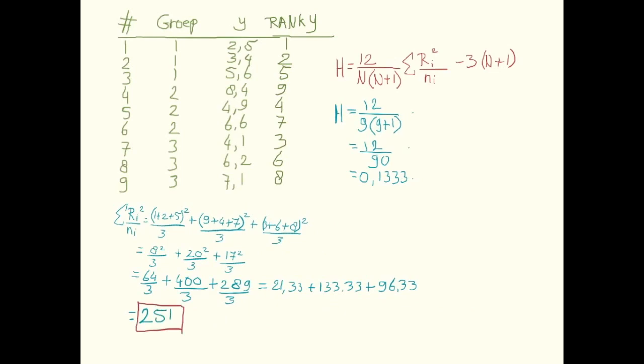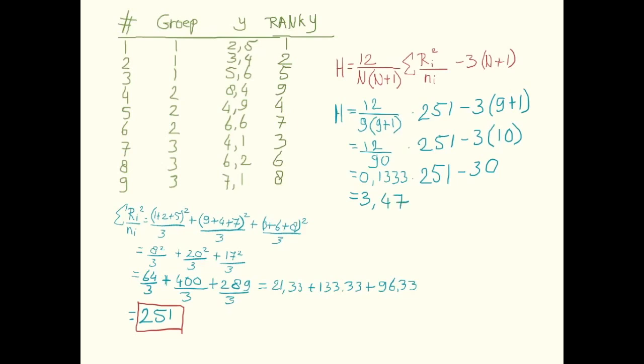We can fill in this value in the original formula we started with, and this becomes 0.133 times 251 minus the last part of the formula, which was 3 times capital N plus 1. And capital N is the total number of participants, in this case 9. So 9 plus 1 equals 10, and 3 times 10 equals 30. And then we have 0.133 times 251 minus 30, and that equals 3.47. And thus the test statistic is 3.47.